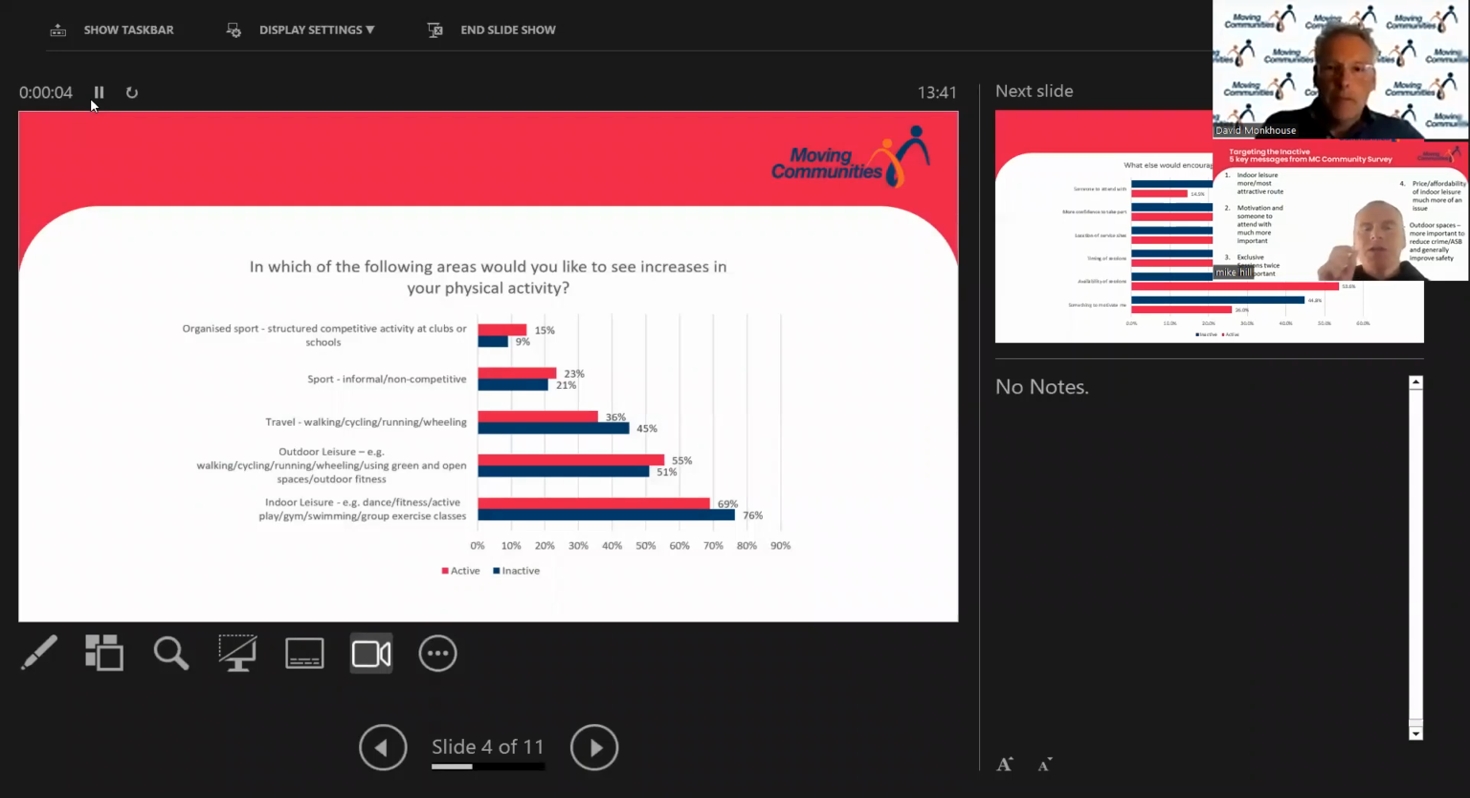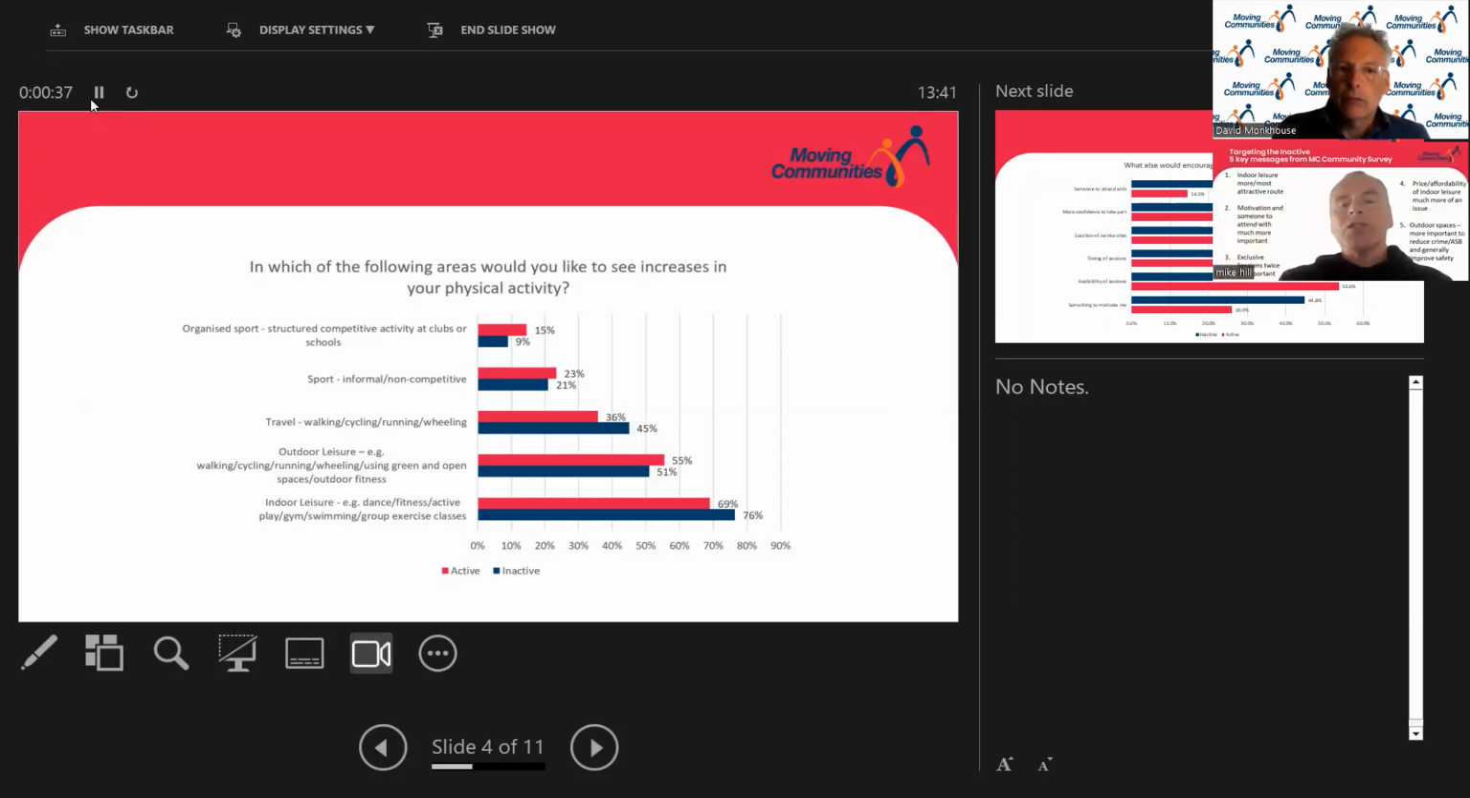Excellent. Okay, so let's go back to that question. In which of the following areas would you like to see increases in your physical activity? So this is giving you the details of this question that I mentioned. The blue columns represent the inactive and the red columns represent the active. You can see straight away that we've got a 7% difference. It's 7% more relatively important to the inactive group, indoor leisure, than to the active. But when we get to the outdoor leisure, it's the other way around. Actually, active people are more likely to do more outdoors than indoors.